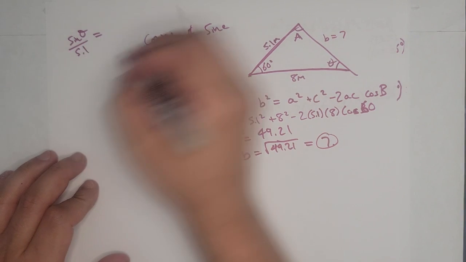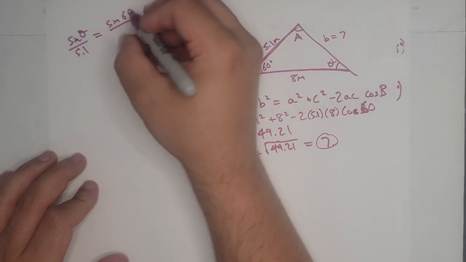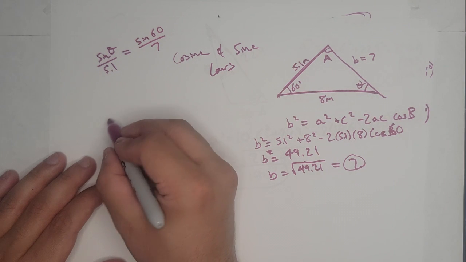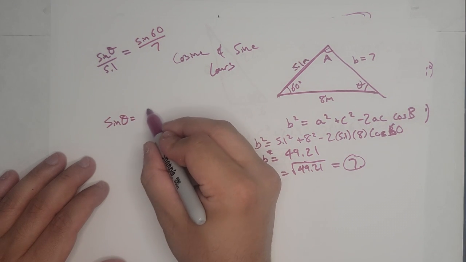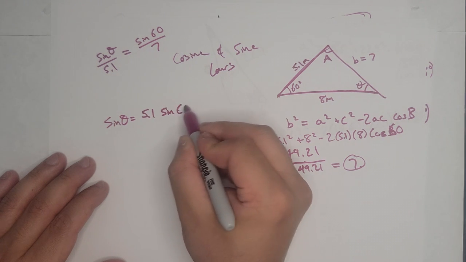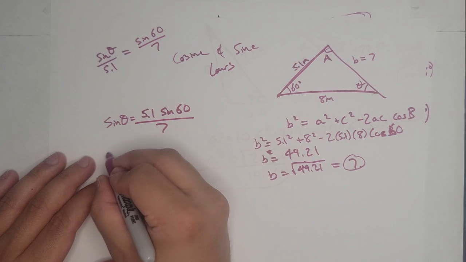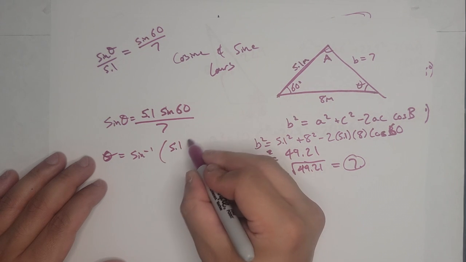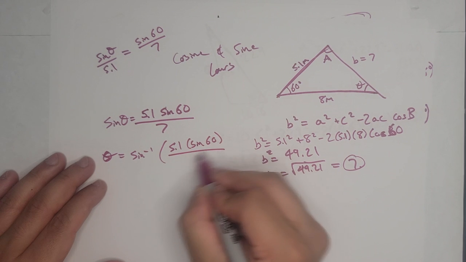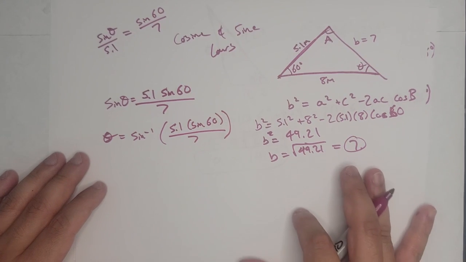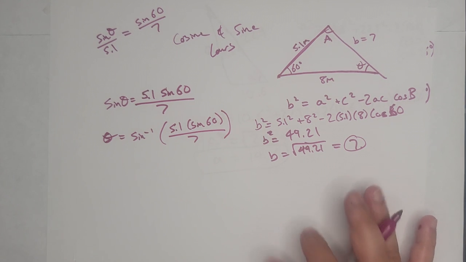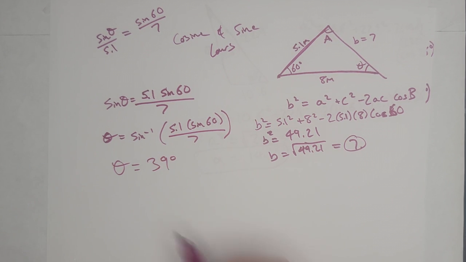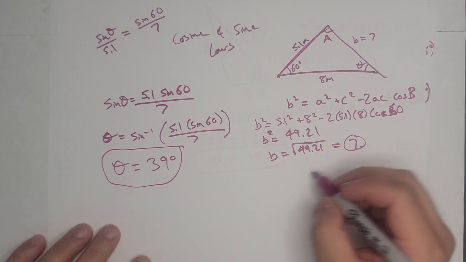Now I have my sine 60 over 7. Now I can use the sine law and just solve for that. So my sine theta is equal to 5.1 sine 60 over 7, and theta is equal to the inverse sine of 5.1 times sine 60 over 7. Punch this into a calculator and you will get theta is equal to 39 degrees. And there you have it.